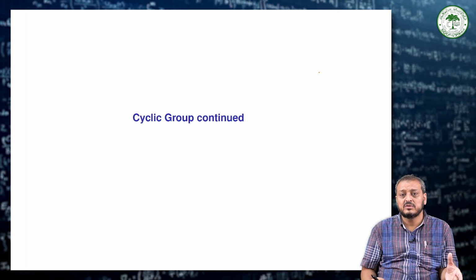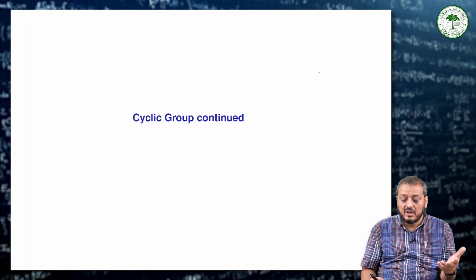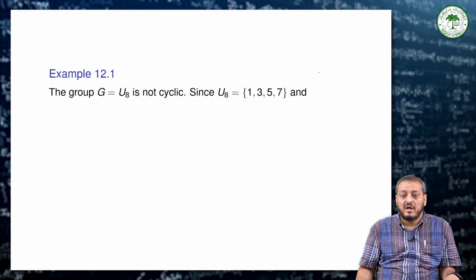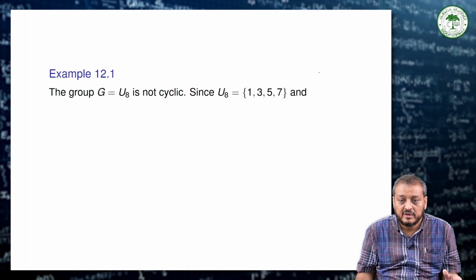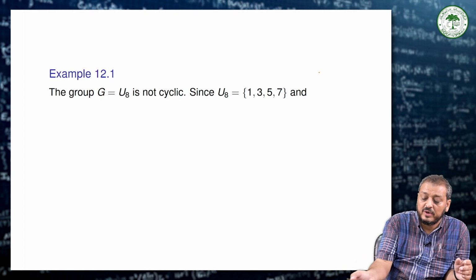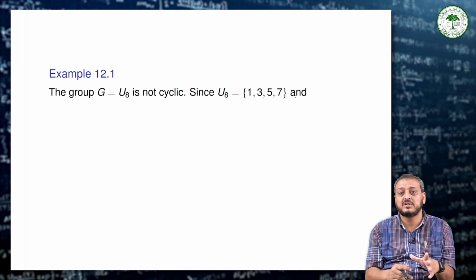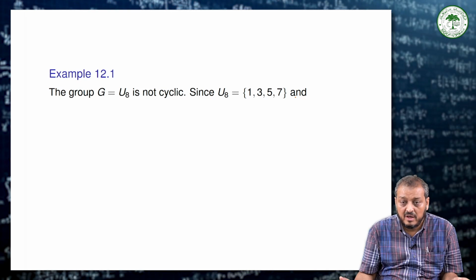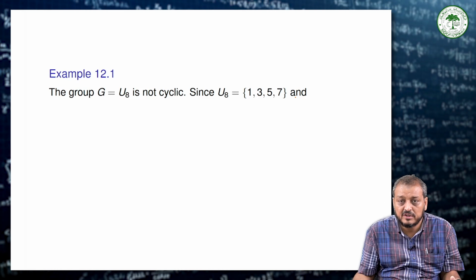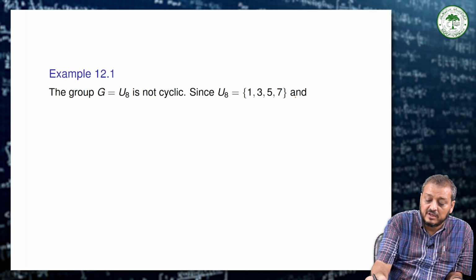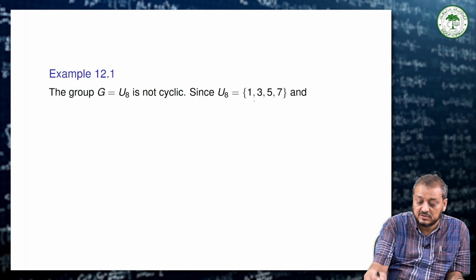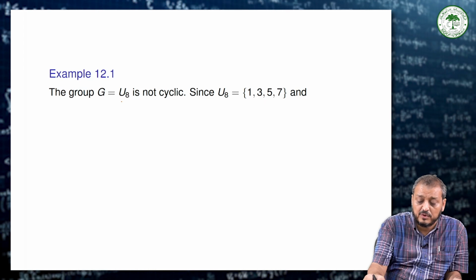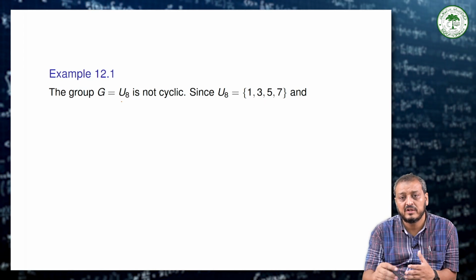Today, the first example we check is one that is not cyclic. We take U8, and clearly U8 is not cyclic. The elements of U8 are 1, 3, 5, 7, because 1, 3, 5, 7 are relatively prime to 8. So clearly, under multiplication, this forms a group. Now, what is the generator of this group? 1 is clearly not a generator, because 1 to the power 1 is every time 1.